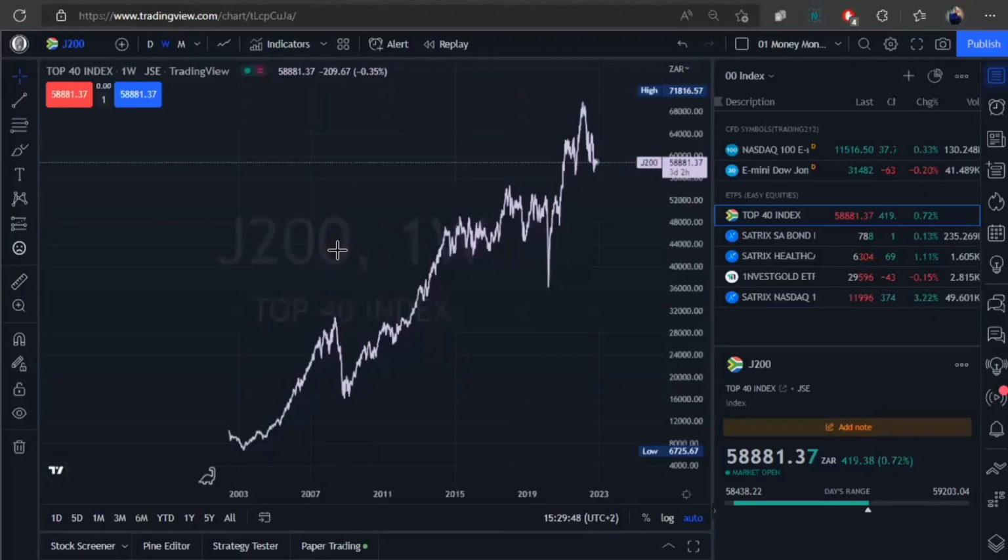And if you can do that, time will work its magic. Give it 10, 15, 20 years. Your child will be richer than you.